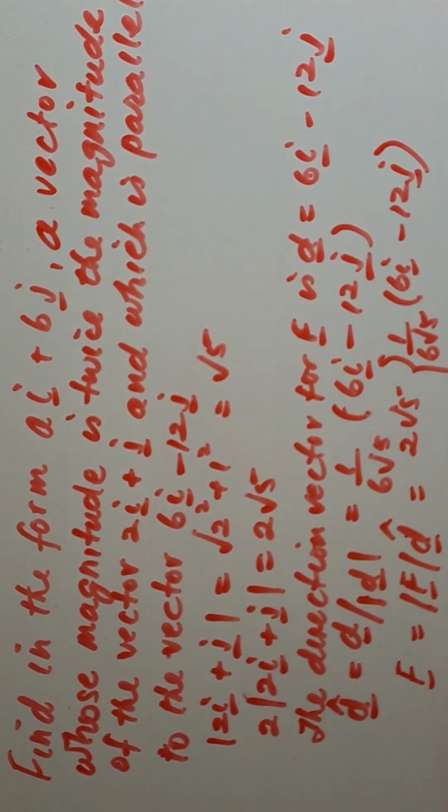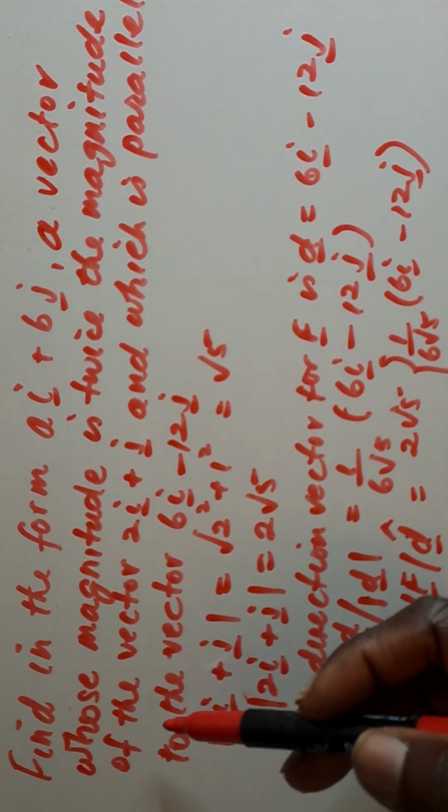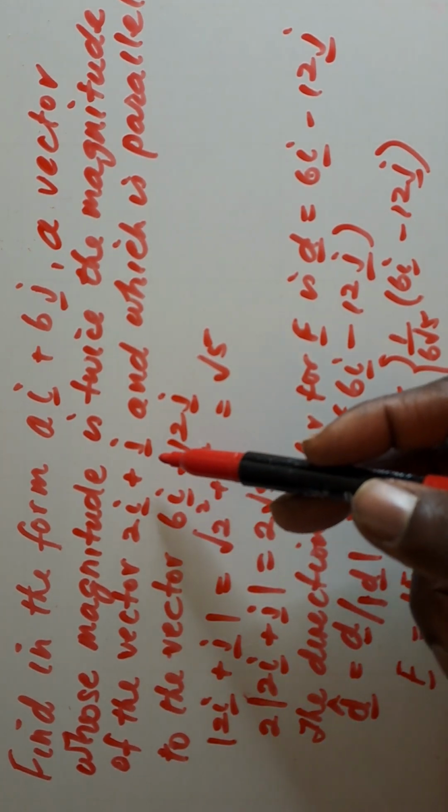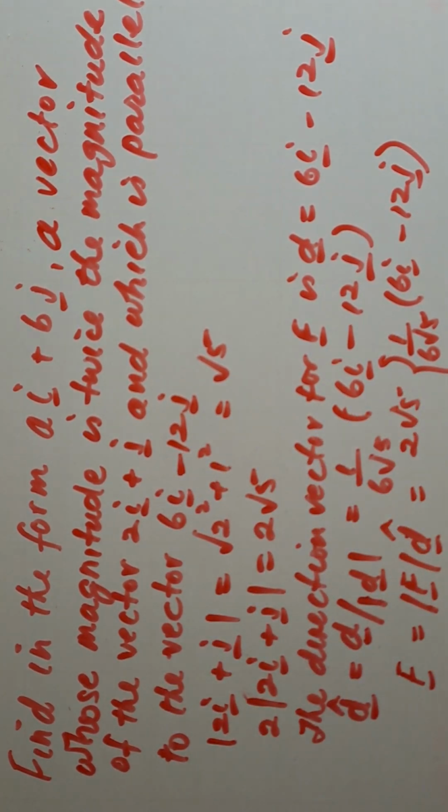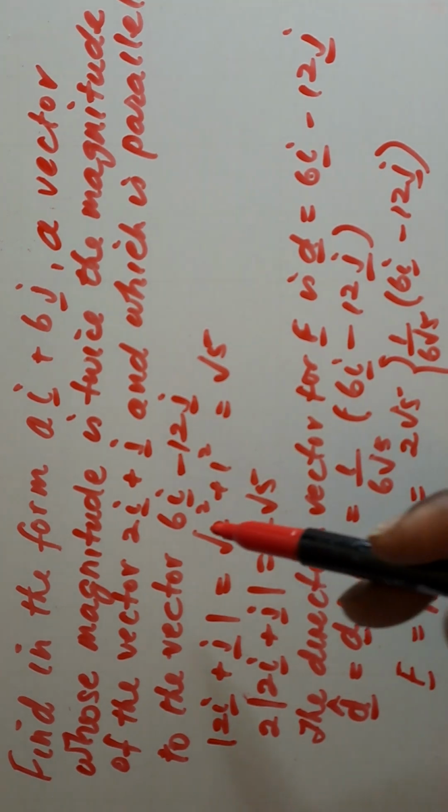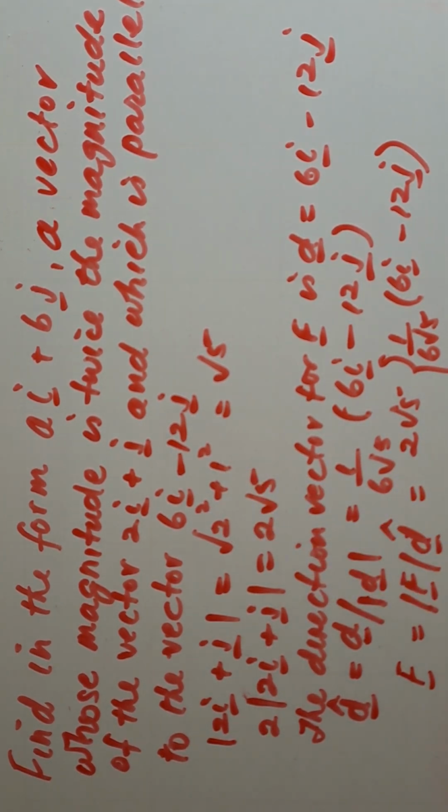By the way, I forgot to mention that if one vector is parallel to the other vector, that implies that the vectors are in the same direction. So here it says this vector 2i add j, which is parallel to the vector 6i minus 12j, and that's how we'll be able to apply this relationship, because it's in the same direction.